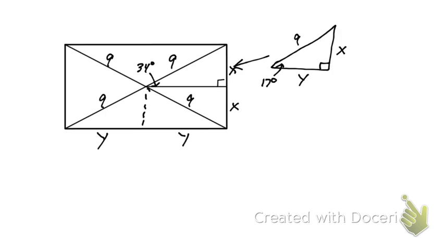So you just need to find y, multiply it by 2, and that's your length. Find x, multiply it by 2, and that's your width. Does that all make sense? Good. Make sure you know how to do those problems.